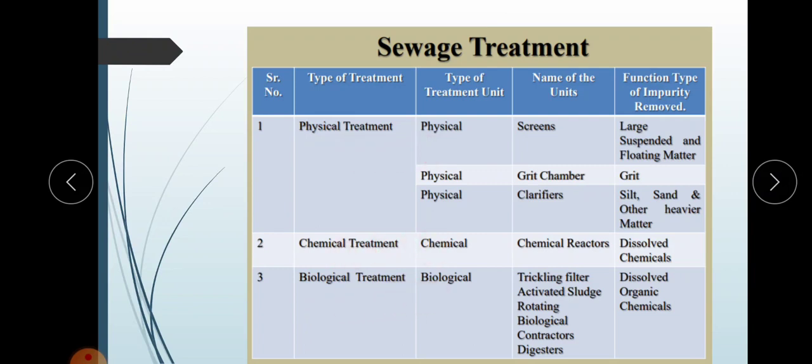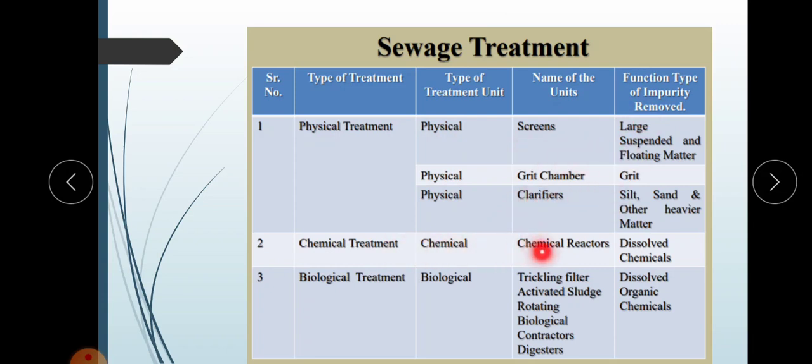Physical treatment means there may be units like screens, and the screens are used to remove large suspended and floating materials, and there is also a grit chamber in order to remove the grits, and a clarifier in order to remove silt, sand and other heavier matters. So these are physical treatment, that is there is only sieving process and there is no chemical reaction or biological activity. So this is only physical treatment like screens, grit chamber, clarifiers. We can discuss this later.